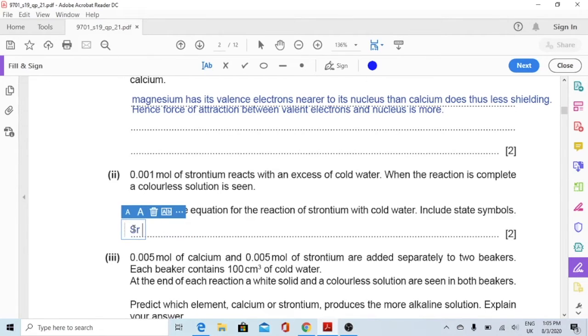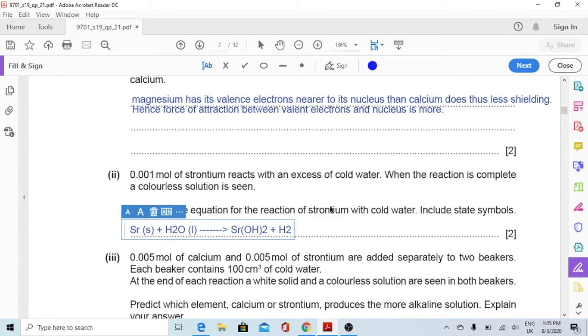Sr, this is in a solid form, plus H2O, and this is liquid. This gives strontium hydroxide plus hydrogen.